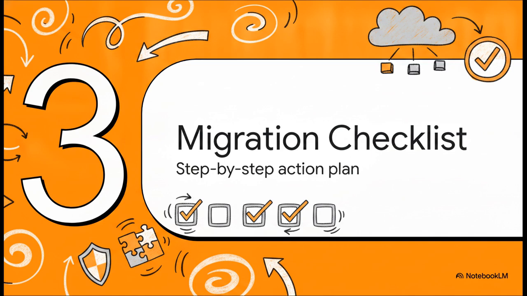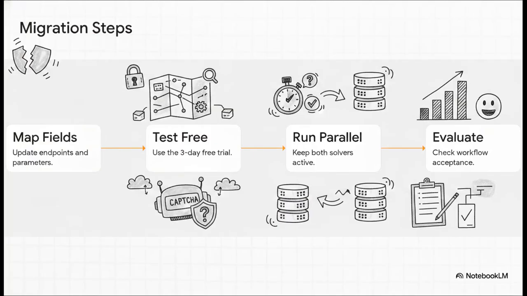Let's get into the step-by-step action plan. Okay, so the absolute crucial point here is following these 4 macro steps to mitigate your risk before you ever touch your live production traffic. First, map your fields and endpoints. Second, validate everything using CaptchaAI's free trial. Third, run both providers in parallel. And fourth, evaluate your real downstream workflow acceptance.